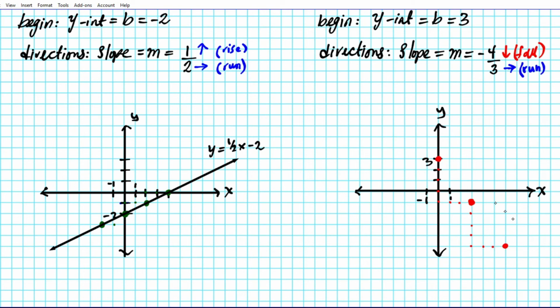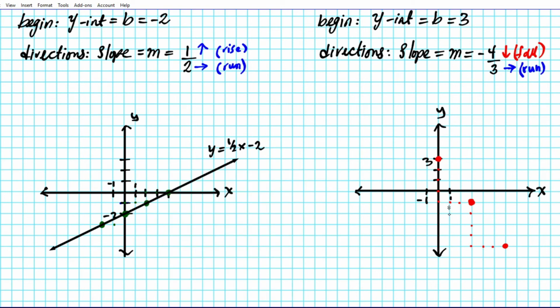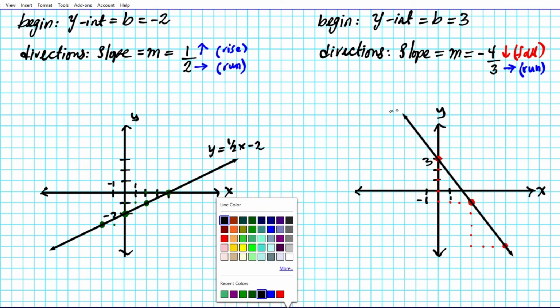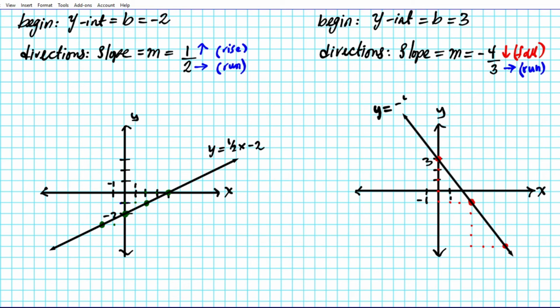See, these 3 points are collinear because the slope is constant. We applied exactly the same fall over run number to the point, so that's why they all line up perfectly. Okay, so this is what the line for the function y equals -4/3 x plus 3 looks like. Okay, so let's go ahead and label the function. This is y equals -4/3 x plus 3.